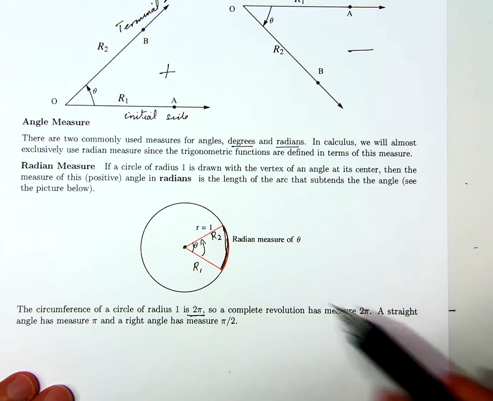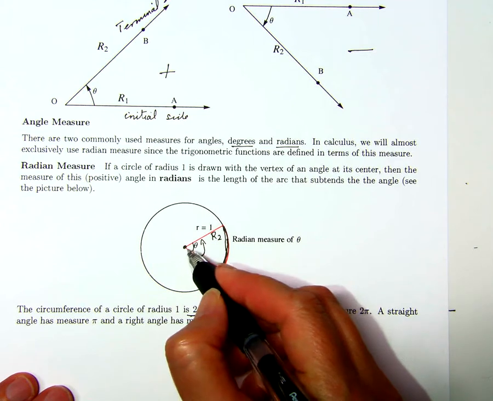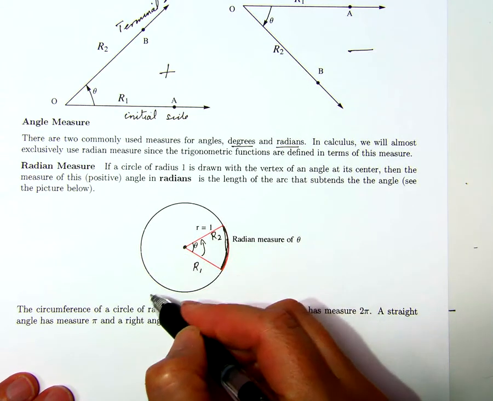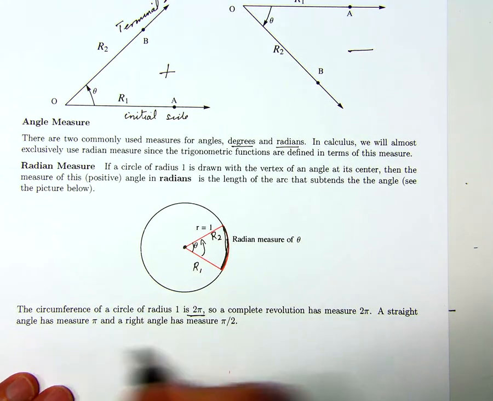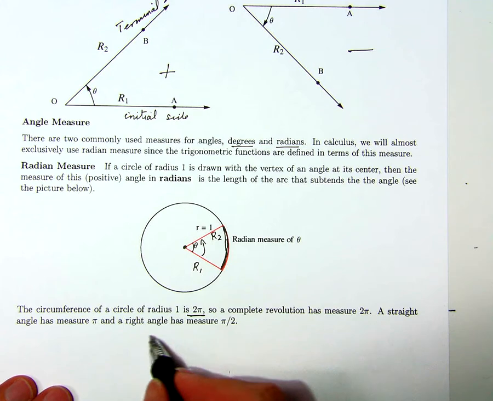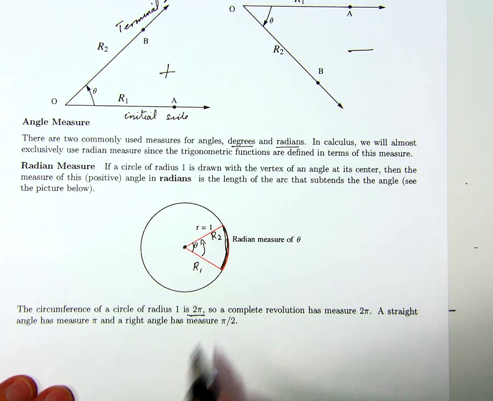A straight angle, therefore, is going to have length 1/2 of a complete revolution, which is just pi, and a quarter angle, or a right angle, or a quarter revolution, will have a measure of pi over 2.